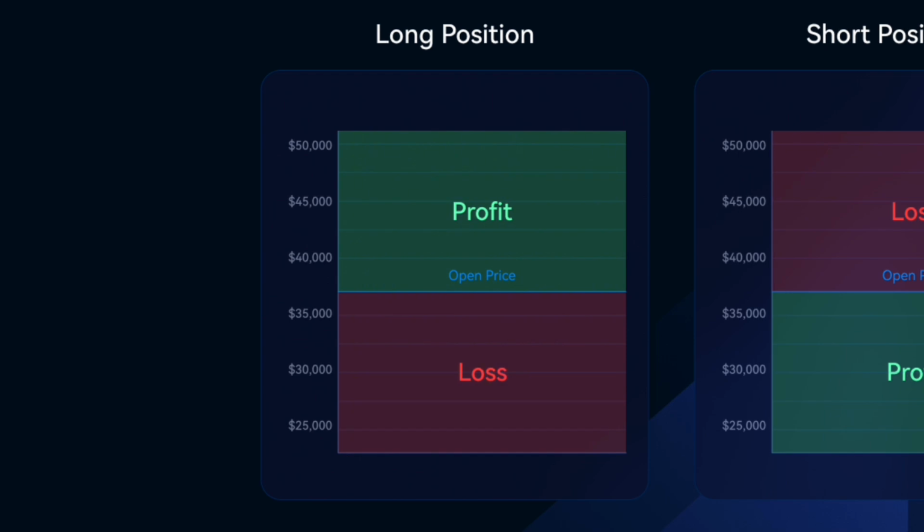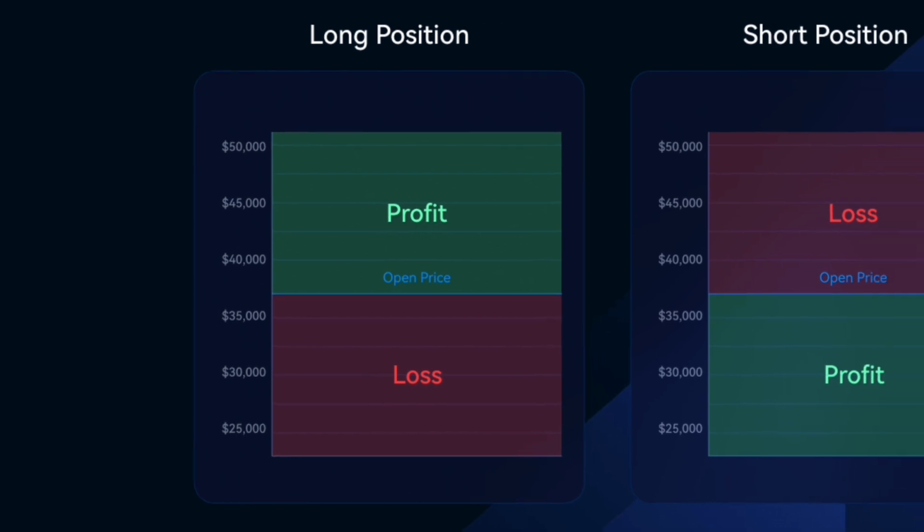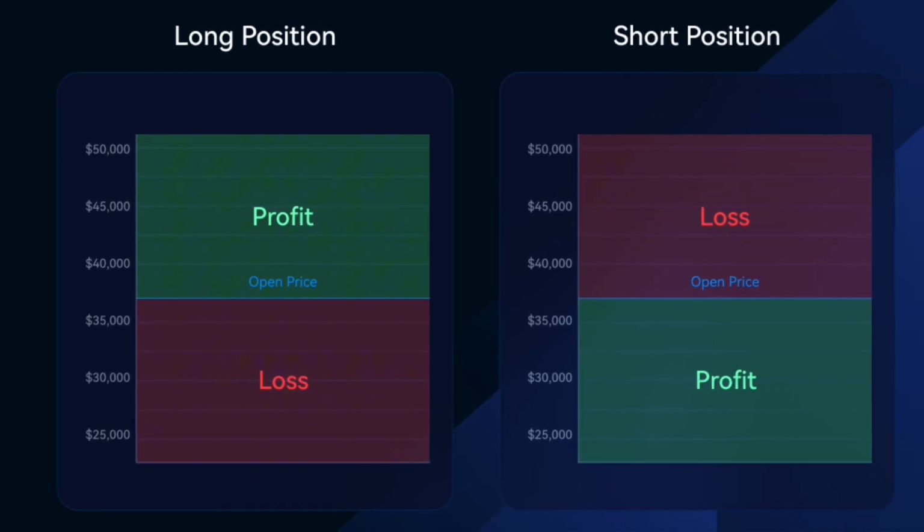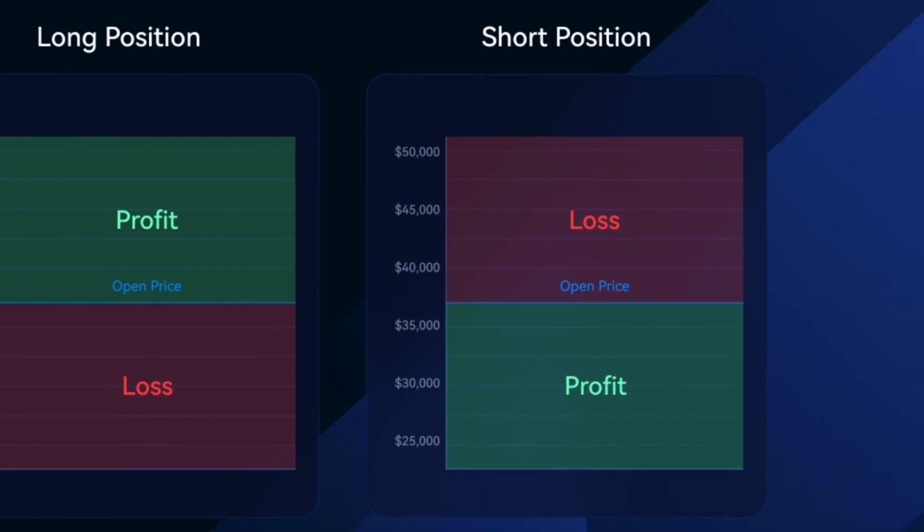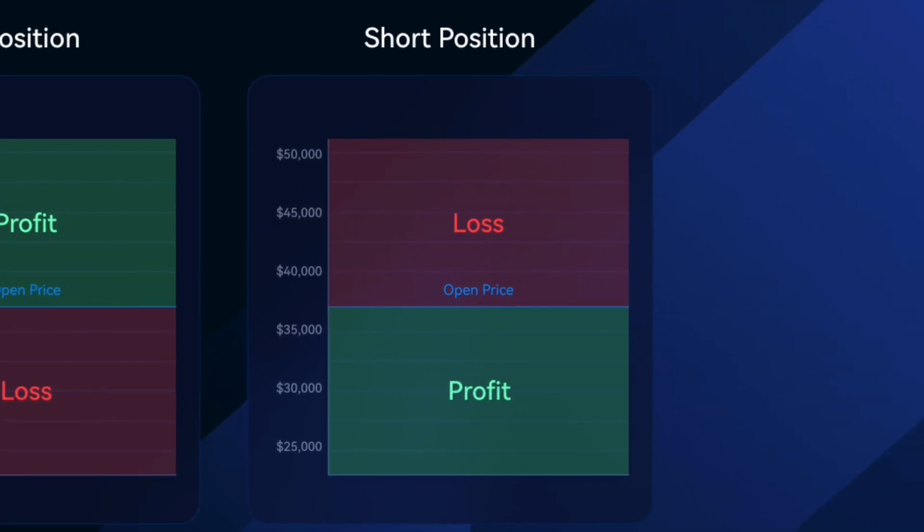If the price falls below the opening price, you start losing money. Short position. The opening price is also shown in the center of the chart. Everything above this price is highlighted in red, indicating a loss. Everything below the opening price is highlighted in green, indicating profit.